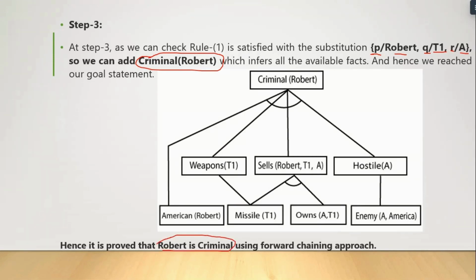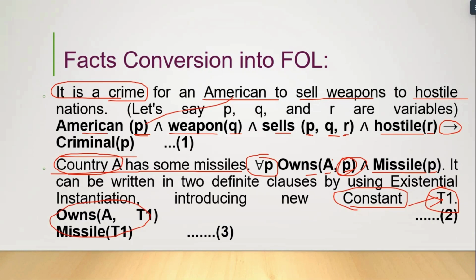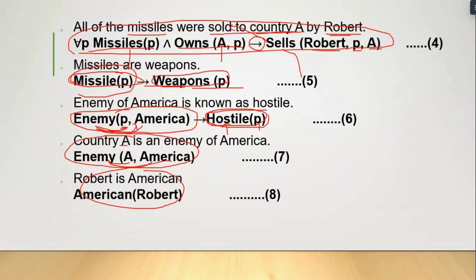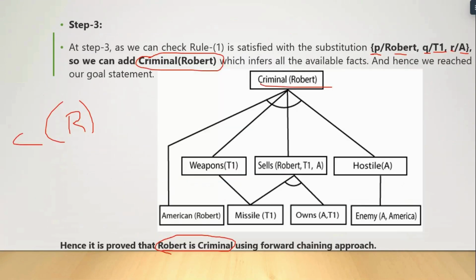So how to convert it into clause form? Criminal of robot, right? So this is the clause form. Here you can see the clause form, all combined, and with the help of implications of this sentence, we have proved that the robot is a criminal. So this is first order logic in the form of forward chaining.